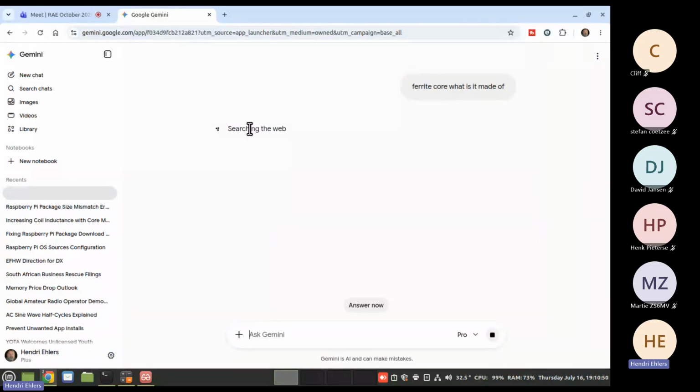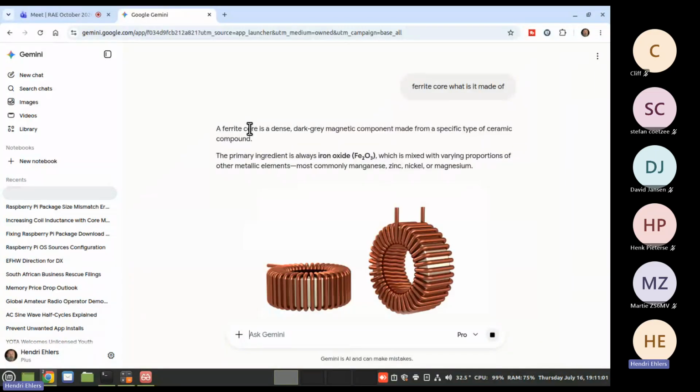So, for instance, if you want to build a buck converter or a buck boost converter, the ferrite core is good. But if you go to the megahertz, it is not good for that purpose.